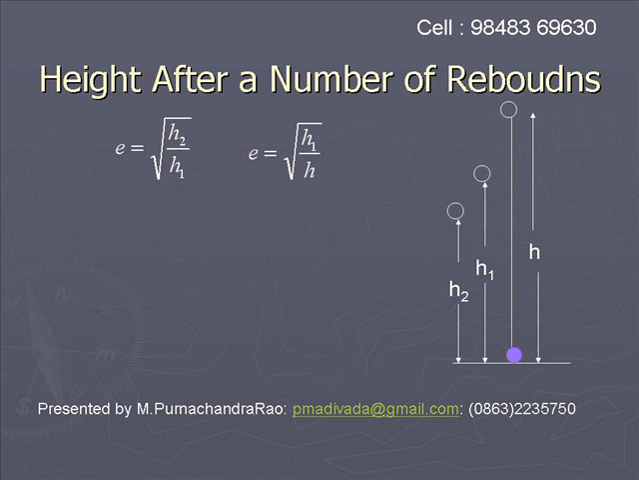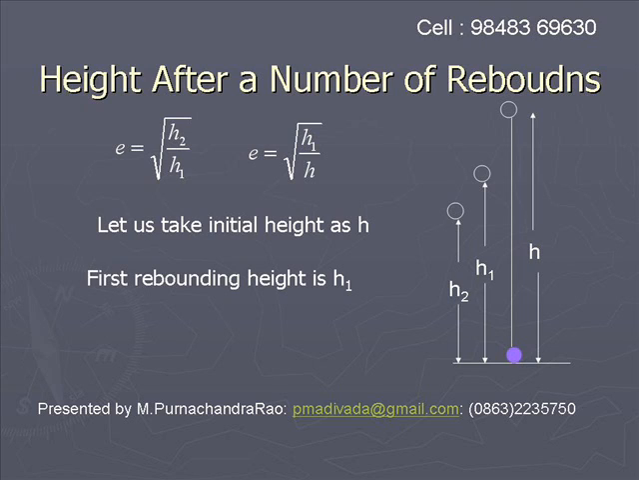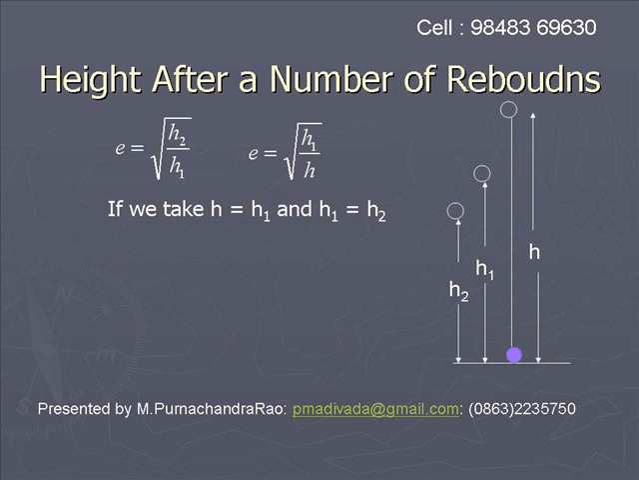Calculation of the rise in height after a number of rebounds, number of collisions. We have the relation E is equal to square root of h2 by h1. Let us take the initial height as h, the first rebounding height as h1 and the second rebounding height as h2. Then E is equal to square root of h1 by h, so h1 is equal to E square h. Similarly, h2 is equal to E square h1, h3 is equal to E square h2, etc.